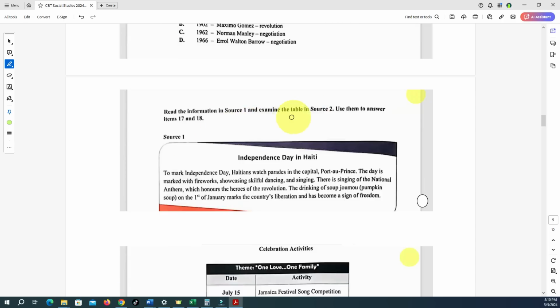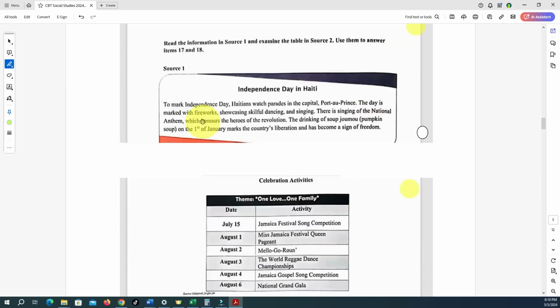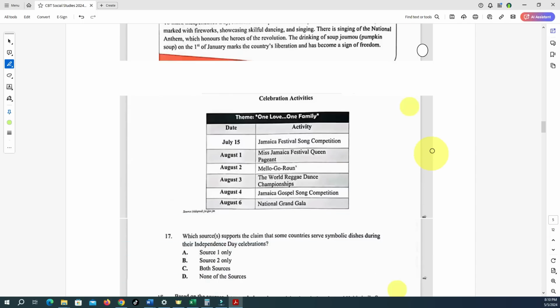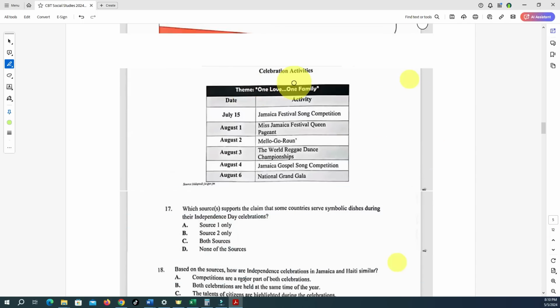Read the information in source 1 and examine the table in source 2. Use them to answer items 17 and 18. Independence Day in Haiti. To mark Independence Day, Haitians watch parades in the capital, Port-au-Prince. The day is marked with fireworks, showcasing skillful dancing and singing. There is singing of the national anthem, which honors the heroes of the revolution. The drinking of soup joumou, that is, pumpkin soup, on the 1st of January marks the country's liberation and has become a sign of freedom. Wow, that's nice.